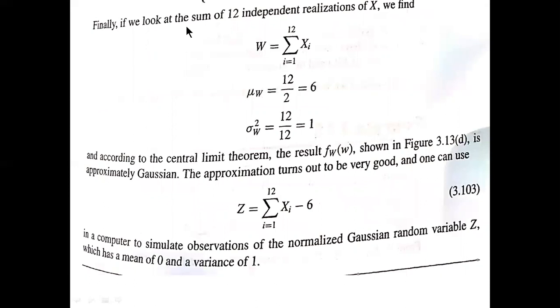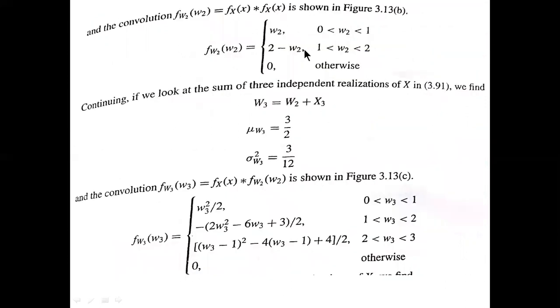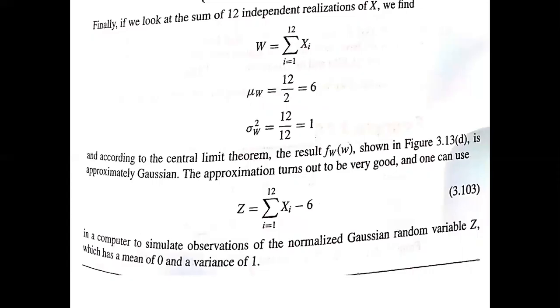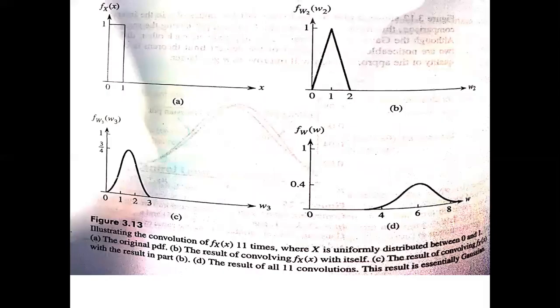Finally, we look at the sum of 12 independent realizations of x, that is the sum of xi for i equal to 1 to 12. So mu w will be 12 by 2 equal to 6. Sigma w squared is equal to 12 by 12 equal to 1. So the mean here is turning out to be 6, and that's what will be the case if you try to plot it. So almost again you will get something like this.